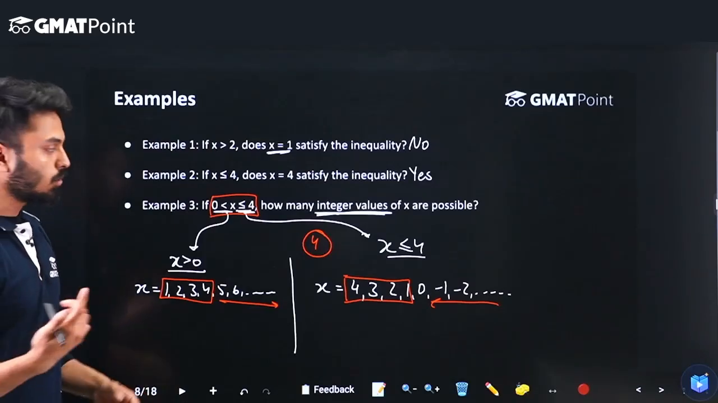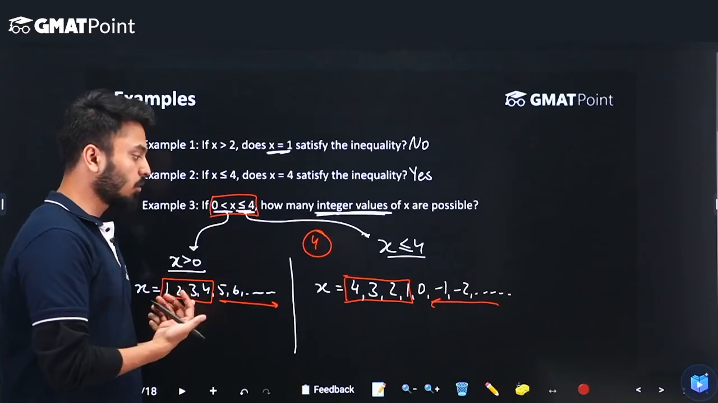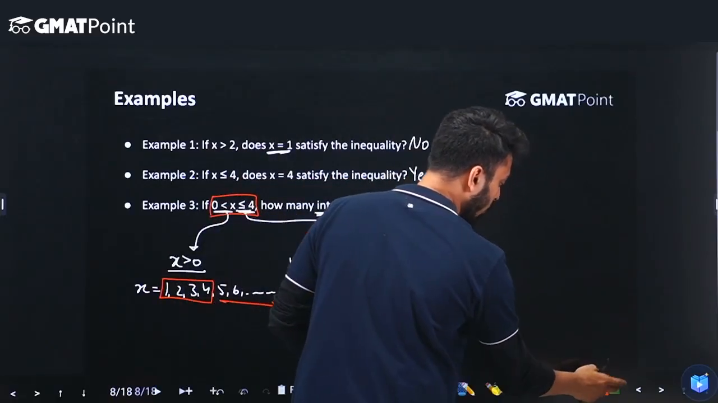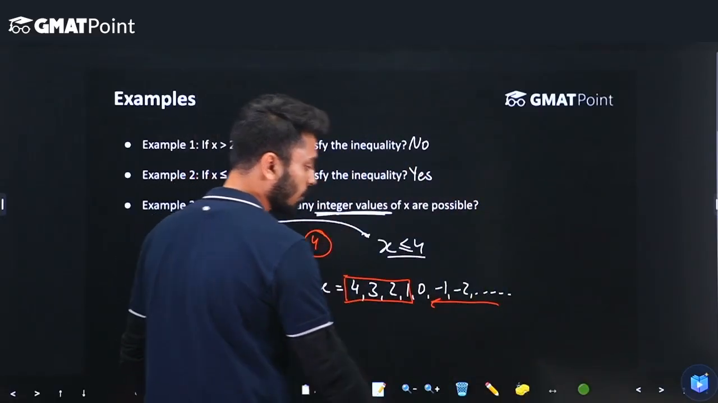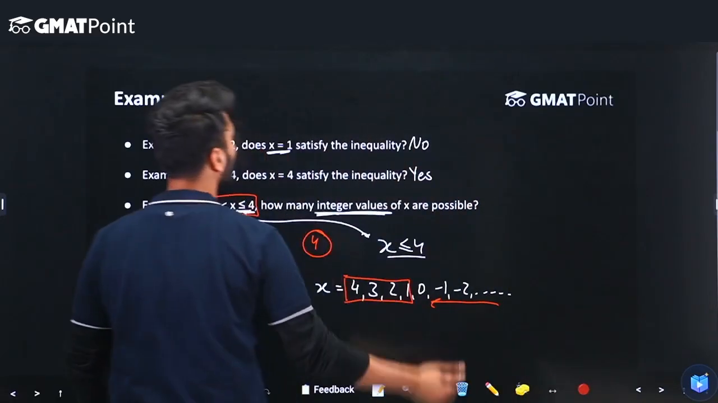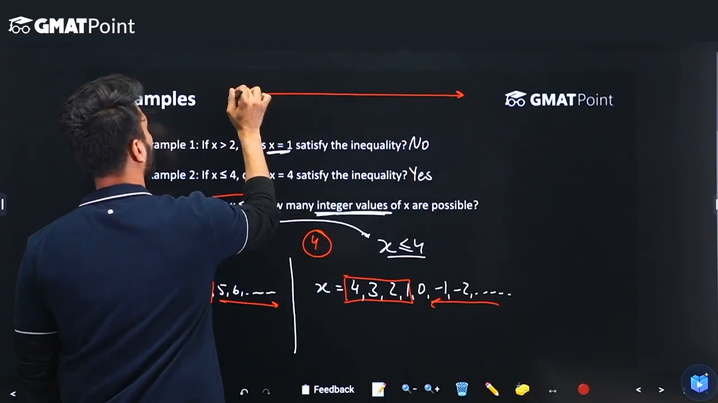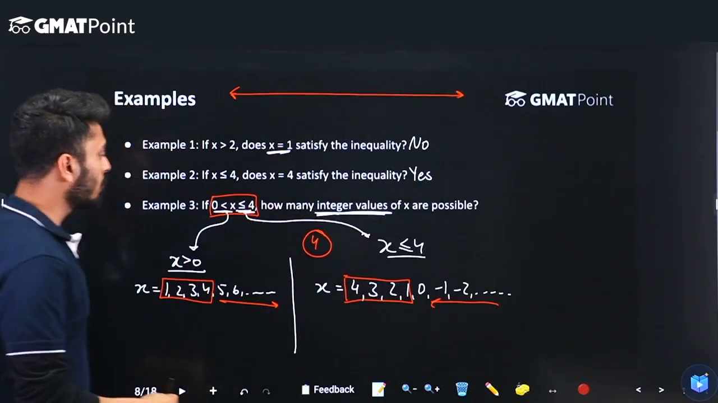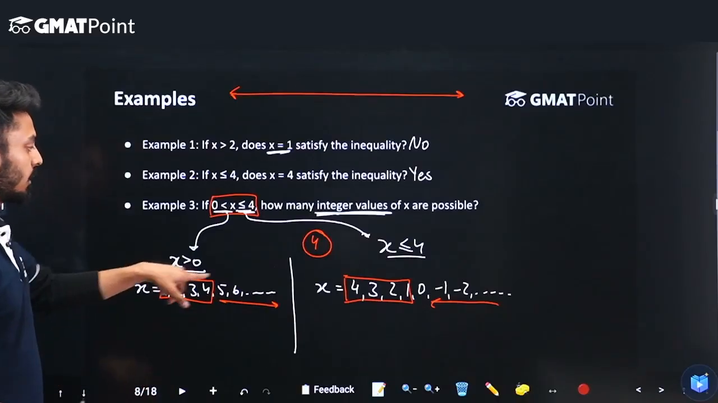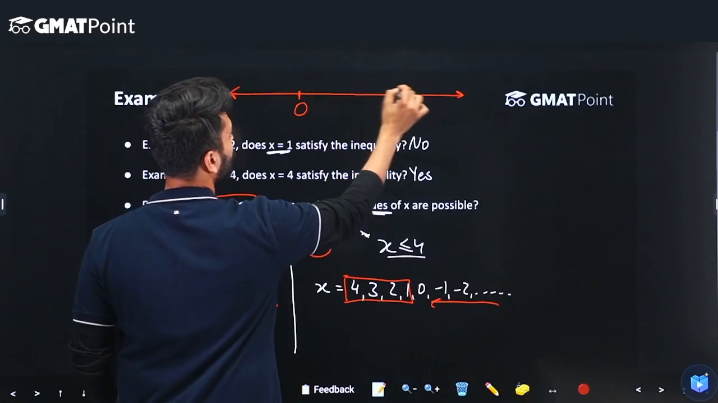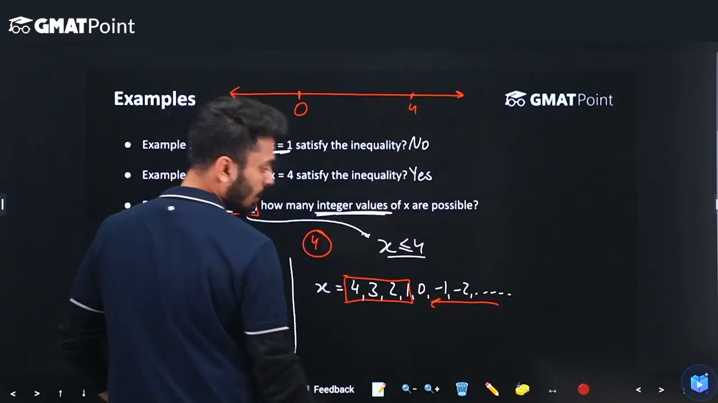Now I want us to take this a step further. I want us to think of this in a number line format. This can be pretty useful for inequalities and we'll see this in some other questions as well. So let's quickly draw a number line. Now on the number line we have two constraints. One is 0 and another one is 4. So let's draw 0 and 4.